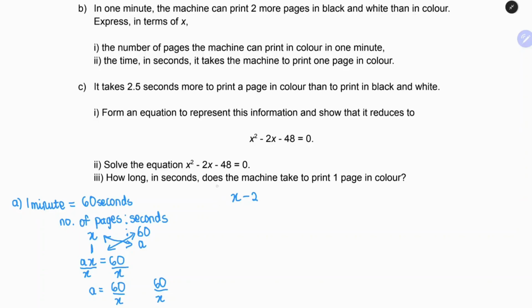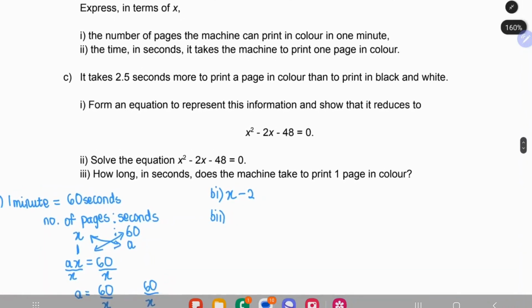But yeah, that's basically what you're gonna do. So you are going to have x minus 2, because you are going to print fewer pages in color in 1 minute. And then it says B, Roman numeral 2, says the time in seconds it takes the machine to print 1 page in color. So let's just go through this again just to show you the rationale, but obviously you can go straight to the answer and write it. These are 1 mark questions anyway.